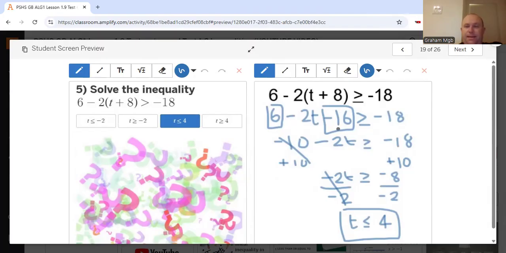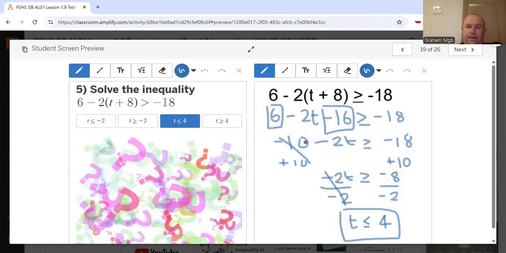And this time, just to make it clearer, I put boxes around this. So I'm going to combine these terms. I'm not doing opposites because they're on the left-hand side. I'm just combining like terms. 6 take away 16 is -10. And then -2t, I'm going to bring down. And -18, I'm going to bring down.